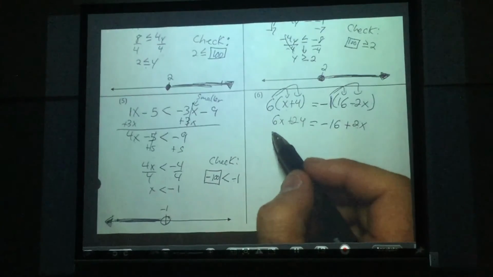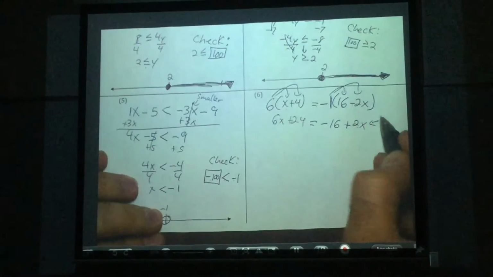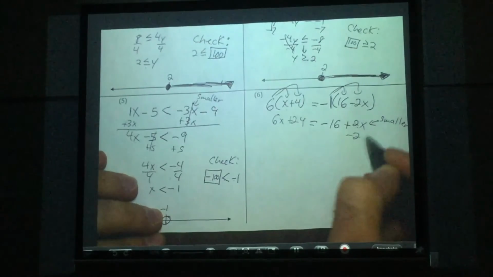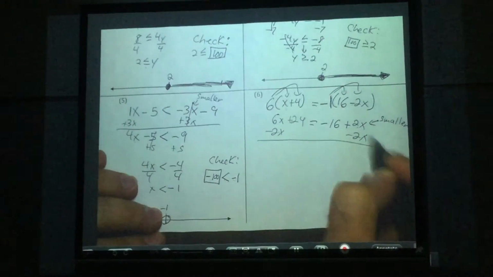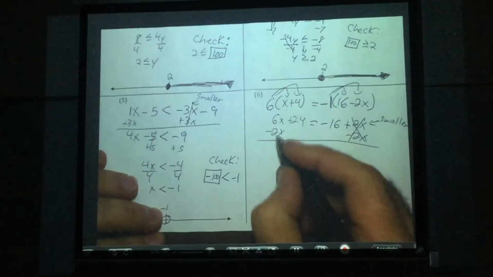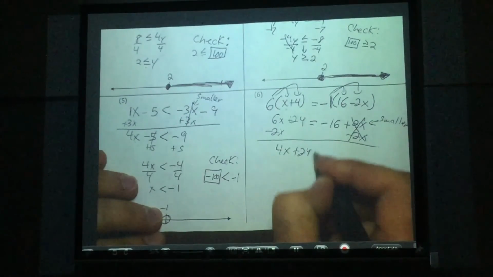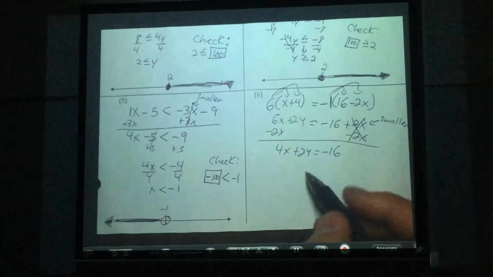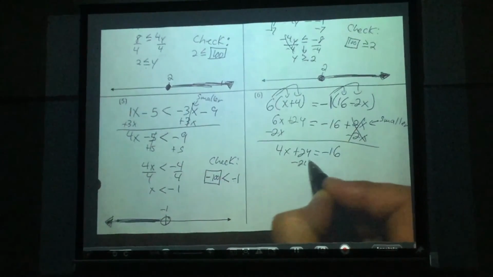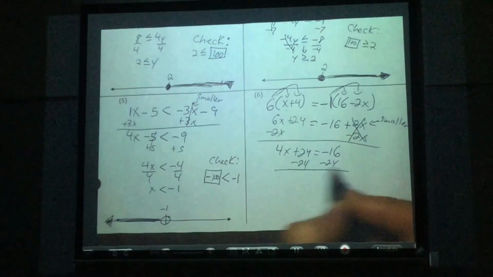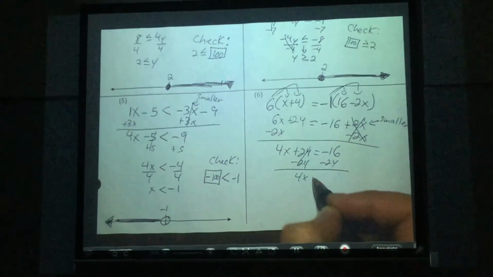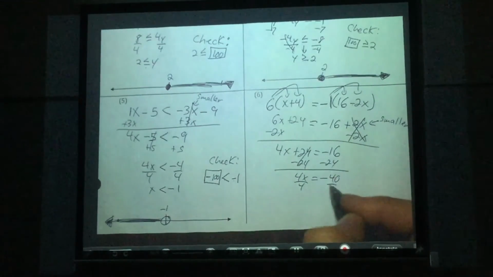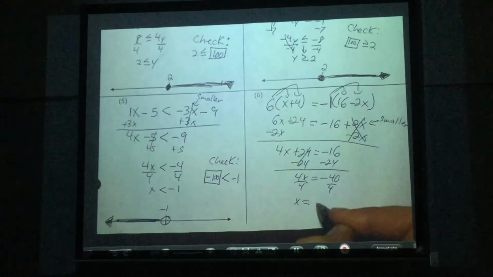The smaller variable is the 2x. So that's the one we're going to move. Okay, how are we going to move it? Well, we're going to subtract 2x from both sides. The 2x's cancel on this side. So we get 4x plus 24 equals negative 16. Alright, now, two-step equation. The first thing is I got to subtract the 24 from both sides. These cancel with 4x equaling negative 40. Divide both sides by 4, and then we get x equals negative 10.